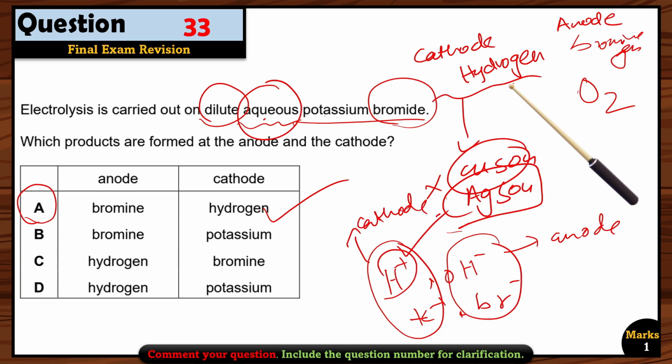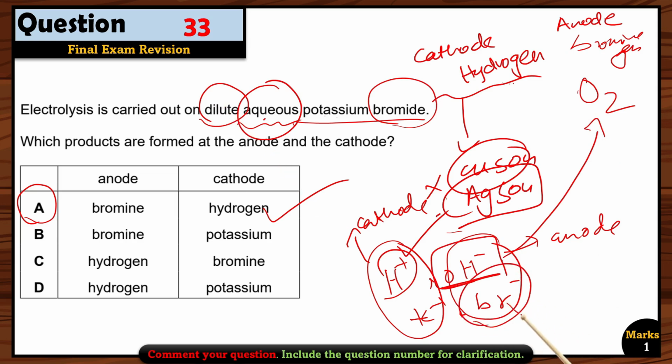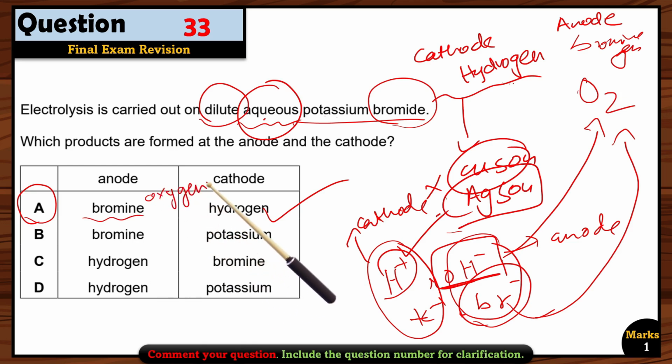Okay, now let's come to the anode. In the presence of bromide ions or hydroxide ions, it only depends upon the concentration. If the concentration is dilute, the hydroxide ions will move towards the anode and you will get oxygen as a product. But if it is concentrated, then you will get your own anions. The anions will move towards the anode and you will get bromine gas here, or bromine solution. So if you see over here, at the anode it should be oxygen. But because we don't have any option for oxygen, bromine is the only leftover option. So option A is the right option over here.